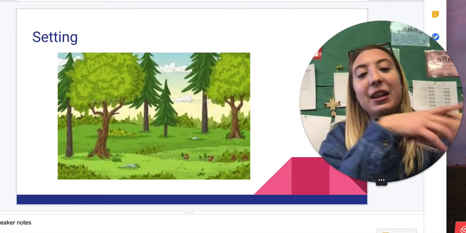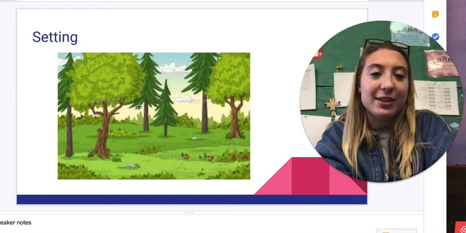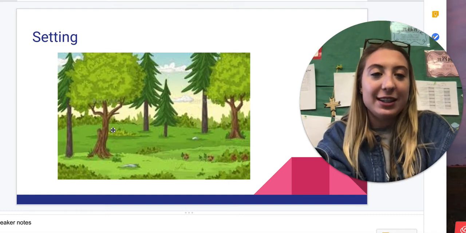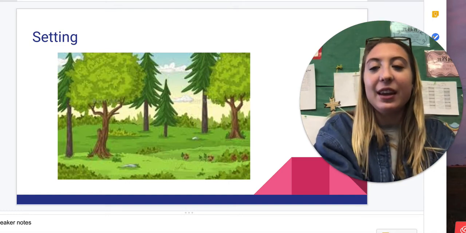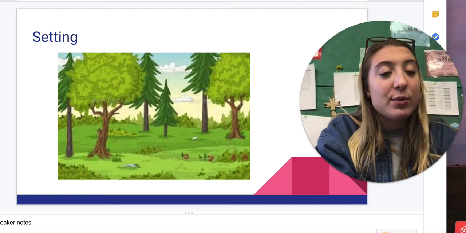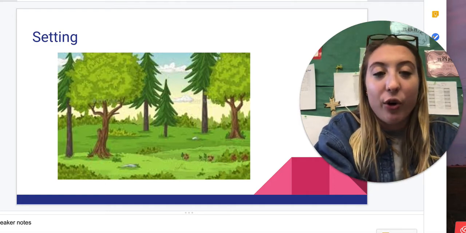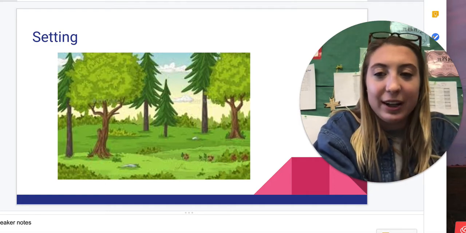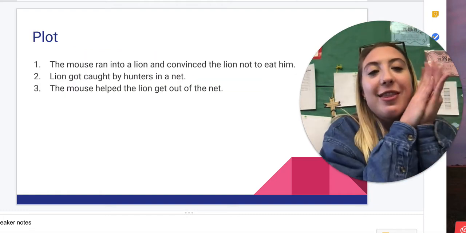So the lion and the mouse, we can assume it happened outside in more so a forest-y area. But they didn't say it, so sometimes we have to figure it out on our own by getting the clues in the story. But now let's go over the plot.